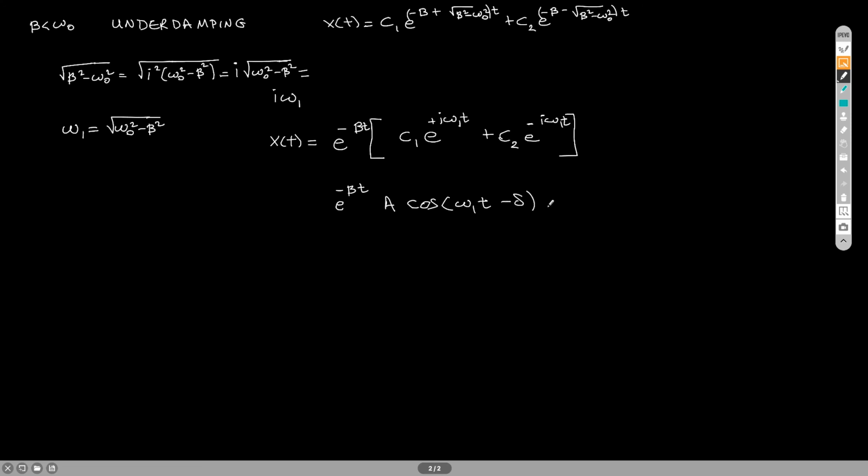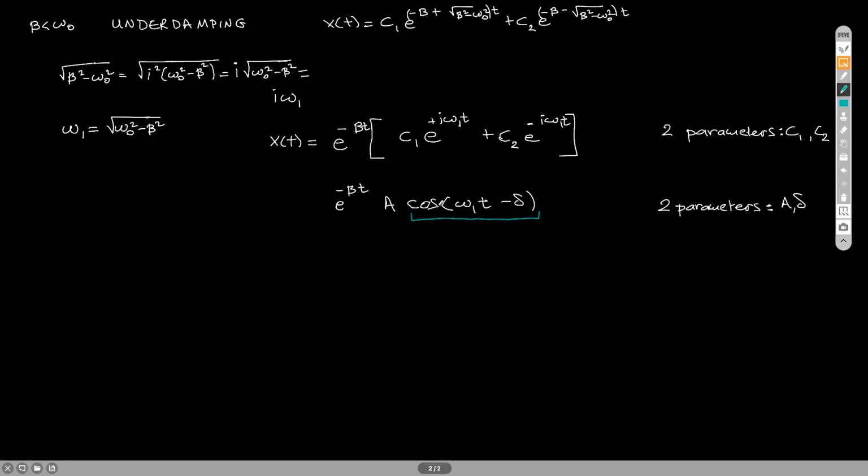Minus delta. So what I've done, essentially, is that the two parameters of the differential equation here are C1 and C2. When I write it using the form of the cosine, the two parameters that I'm using are A and delta. Now, I'm going to talk about the two factors that influence the solution. In the case of underdamping, this is what I get.